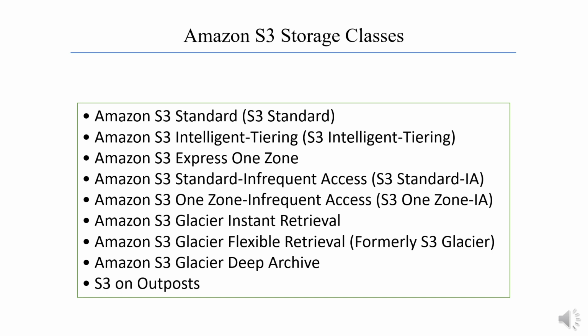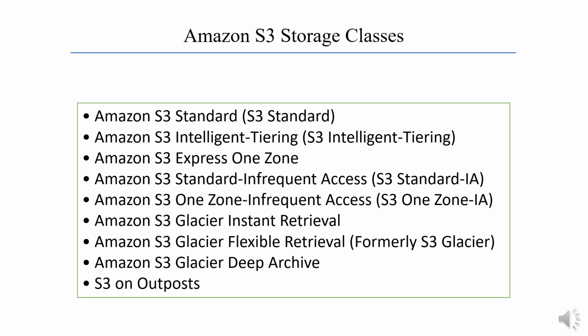Amazon S3 One Zone-Infrequent Access. Data is accessed less frequently but requires rapid access when needed. It is cheaper than S3 Standard-IA. It is a good choice for storing secondary backup copies of on-premises data or easily recreatable data. It can be used as cost-effective storage for data that is replicated from another AWS region using S3 cross-region replication.